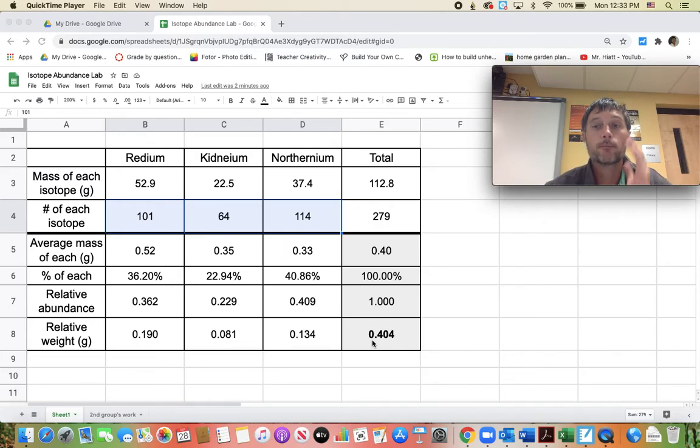So again, my atomic mass, in this case. I've got three different versions of the same atom, the same element. They've got different numbers of neutrons. I average their masses and I add them together. That's how I determine total atomic mass. That's how those numbers on the periodic table are determined. That's why they're all decimals and not nice, even, round numbers.